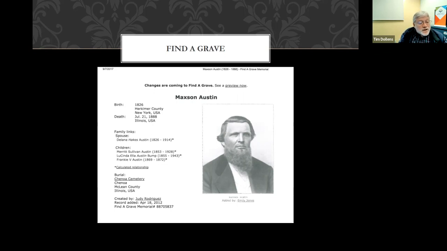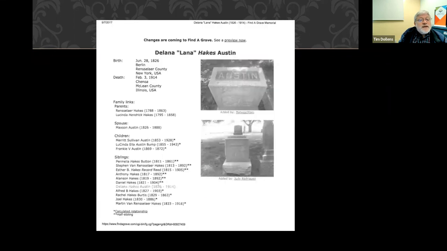But again, you've got a location to where a person is buried, and you've got information that someone has put on there about that person. Here's his actual stone with his wife, and her name was Delana or Lana Hakes Austin. And then you see her with her siblings. All these things can be seen here. Just go verify that they're actually true.